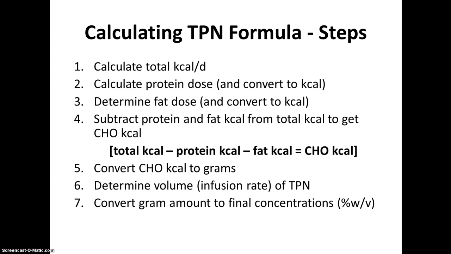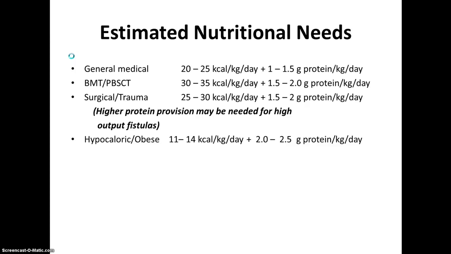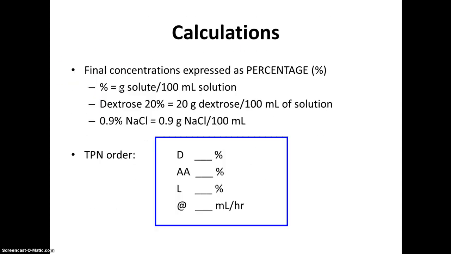So let's go through this slide here of the steps it takes. When you want to come up with a TPN formula, there's a few things you need to consider. First of those is how many total kilocalories per day should this TPN bag or formula or solution be providing? So first thing you want to do is calculate the total kilocalories per day. And you'll remember a few slides back, we had some recommendations for total kcals per kilogram per day. So weight-based dosing and based on various medical conditions.